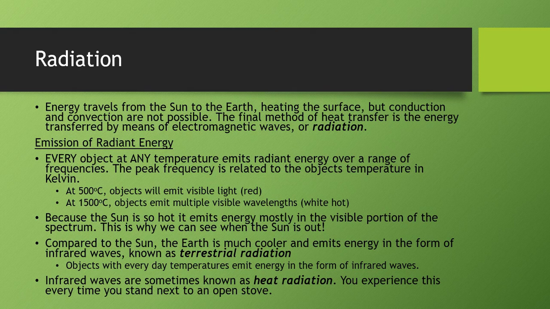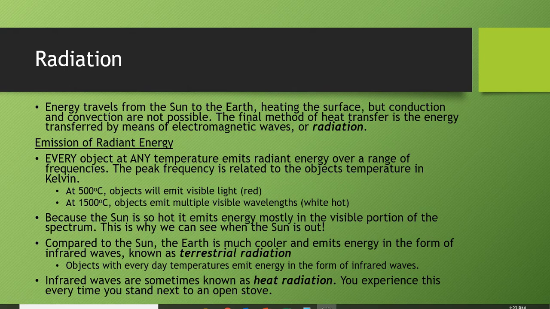So any object that's at any temperature emits radiant energy over some range of frequencies. The peak frequency at which that object radiates is entirely related to the temperature of the object. The hotter it gets, the higher that frequency goes. So for example, if you turn the burner up on your stove, then after a little while it'll get really, really hot. At about 500 degrees Celsius, it will emit visible light. It'll look red. If you turn the lights off, it would glow. You could see it in the room.